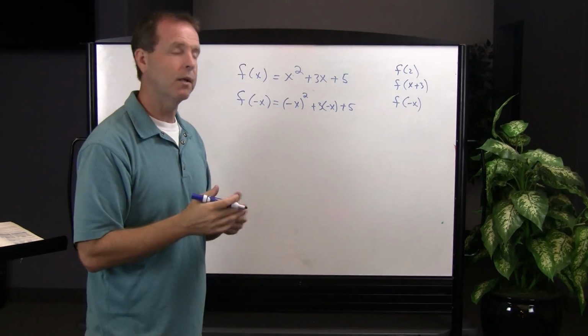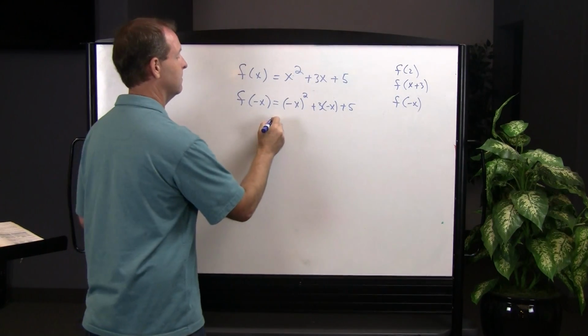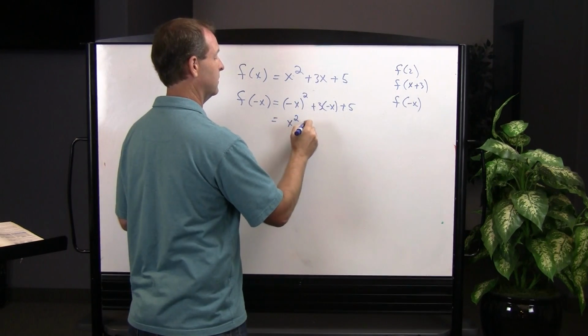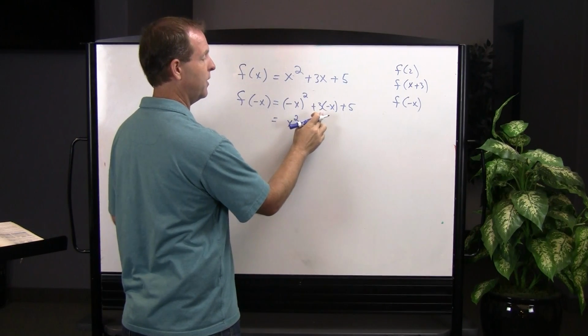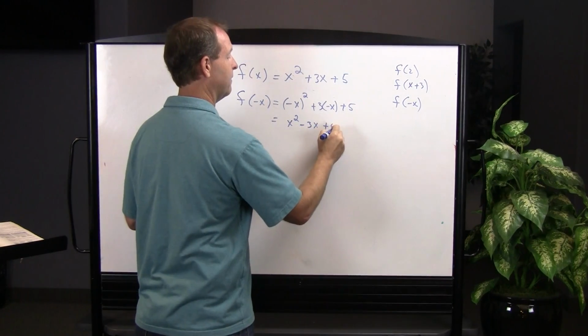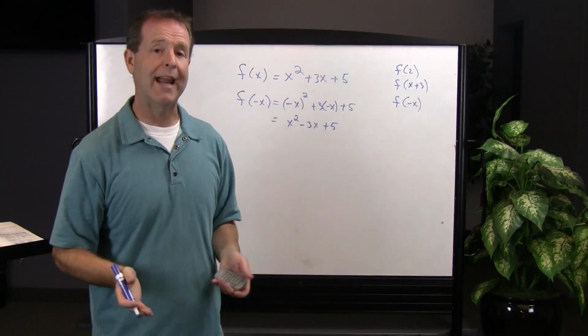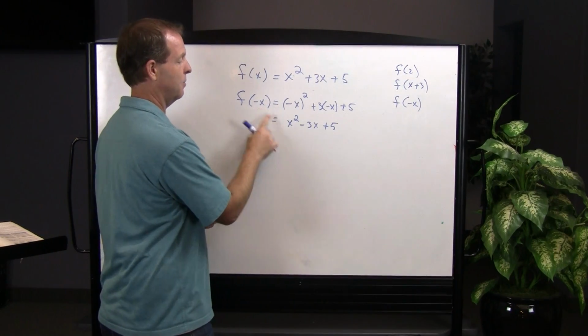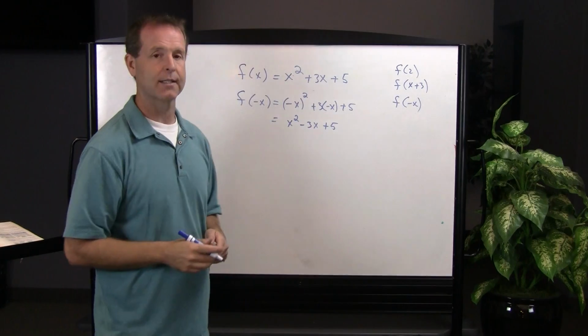Go ahead and do some order of operations in algebra. Negative x squared produces an x squared. Plus 3 times negative x produces a negative 3x plus a 5. There are no more like terms to gather, so there's my conclusion. f of negative x produces x squared minus 3x plus 5.